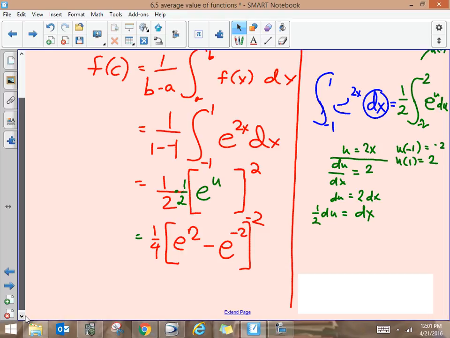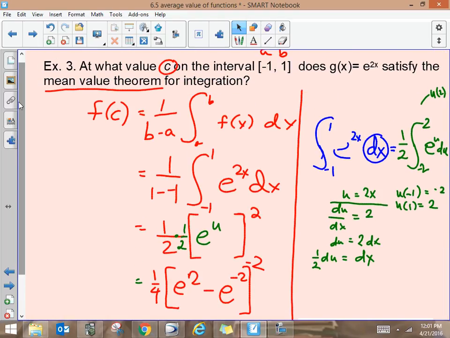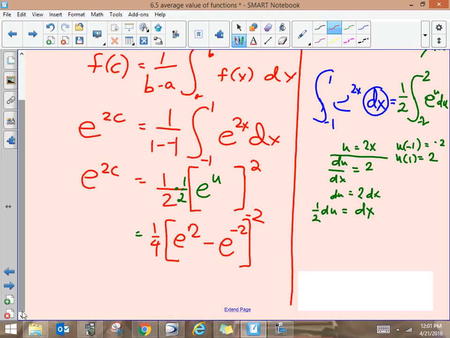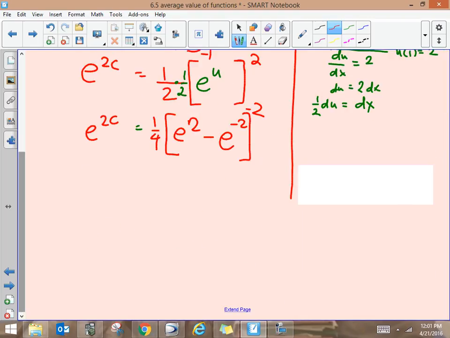All right, so we've done one side of the mean value theorem. Don't forget we've got to do the other side, to get matched up here. So what's f of c? Remember f of x or g of x. So what's f of x? f of c is e to the 2c. Okay, so now we get to solve this.